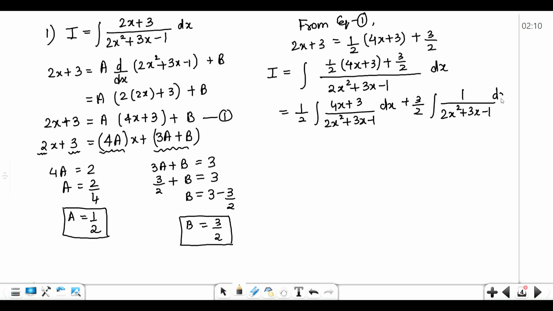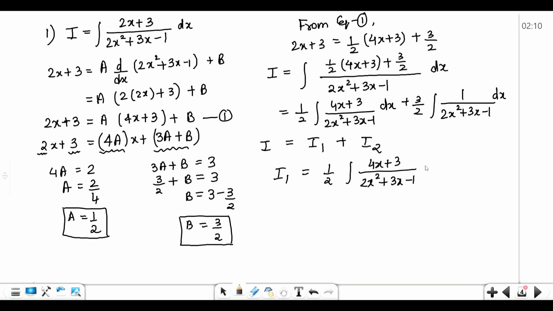Now we will write this as I1 and this as I2. So it will be better and very simplified if you do it separately. So let's do I1. So I1 is 1 by 2 integration (4x plus 3) upon 2x square plus 3x minus 1 dx.